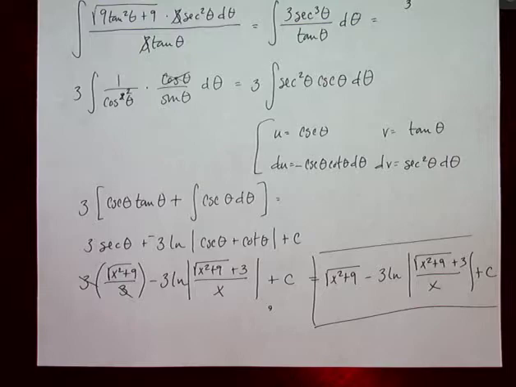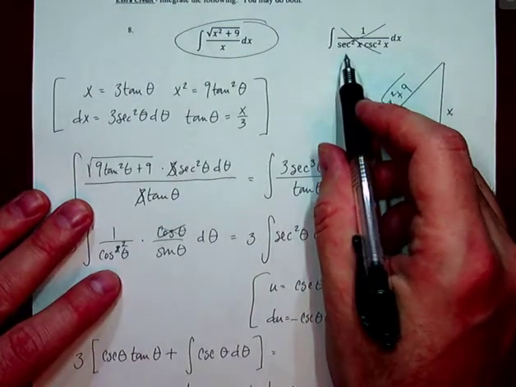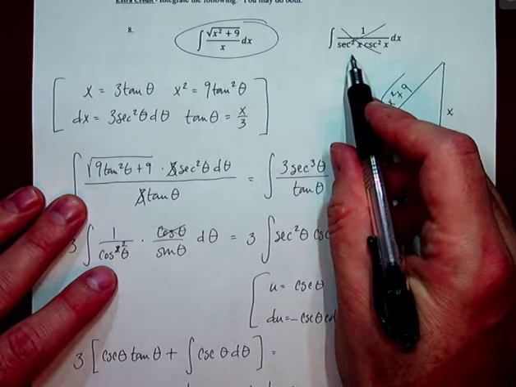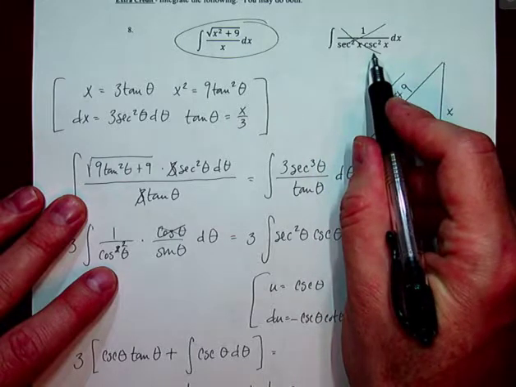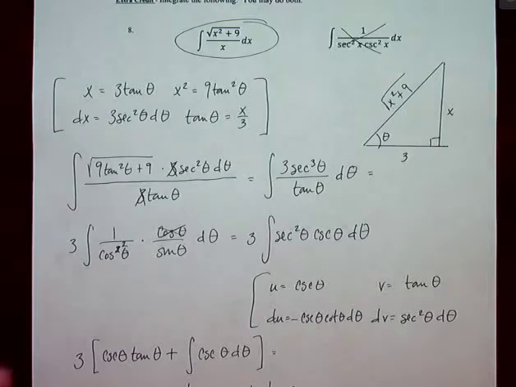Now, I was going to go ahead and do this one up here, but I think we all remember the fact that secant squared in the denominator becomes cosine squared in the numerator. Cosecant squared in the denominator becomes sine squared in the numerator. And if you have the integral of sine squared times cosine squared, you have to use power reducing for both of them. And then you have to power reduce again.